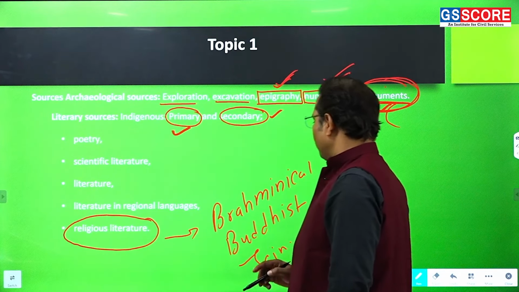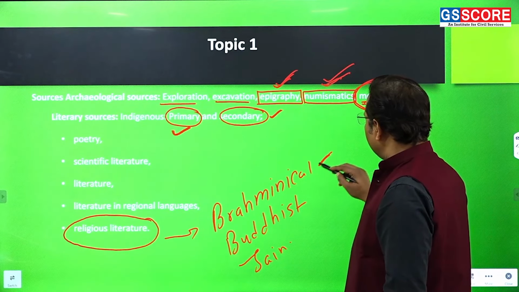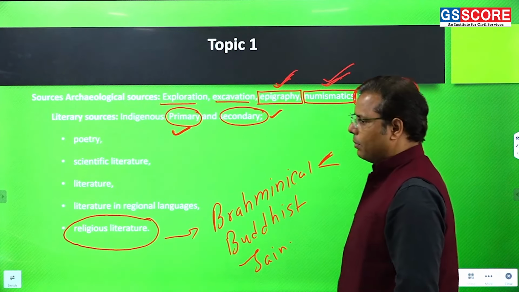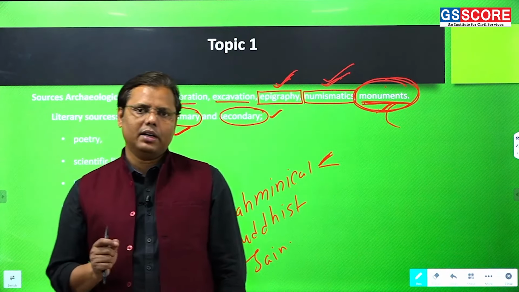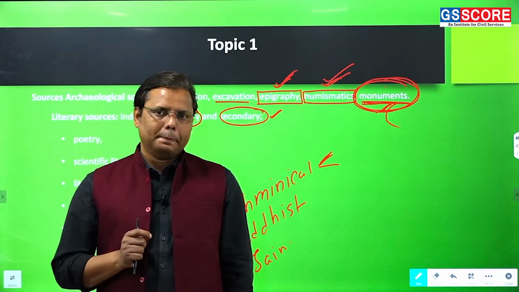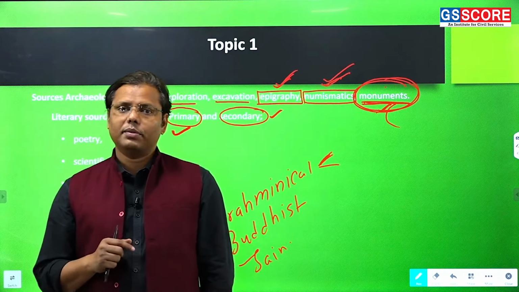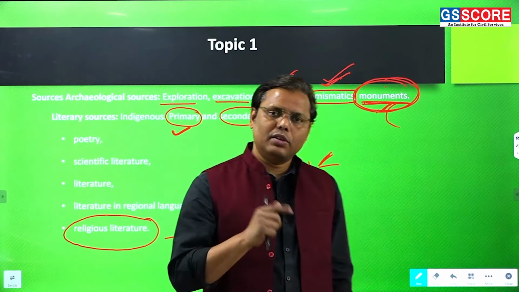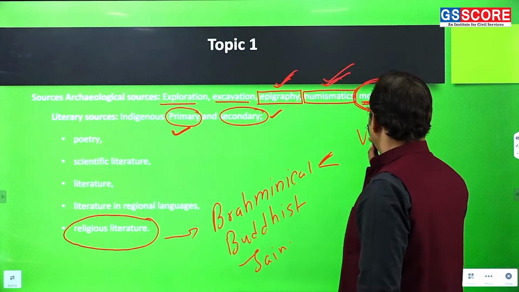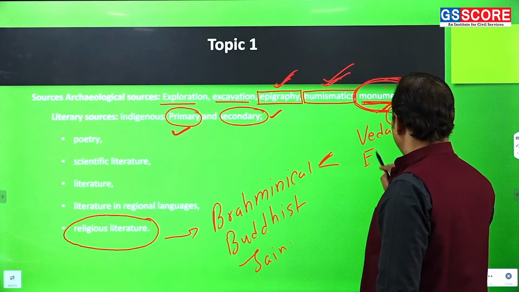But as I have told you, most of the time we focus more on the Brahminical sources, and within the Brahminical sources also we mostly focus on a couple of, or let's say very limited, sources. But there are possibilities of multiple kinds of questions only from the Brahminical sources. A separate question can be asked on Vedas, right? You can find a separate question on epics as well.